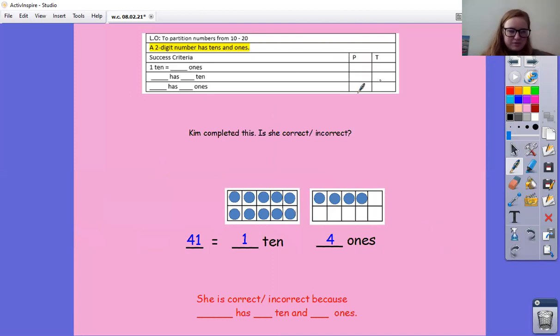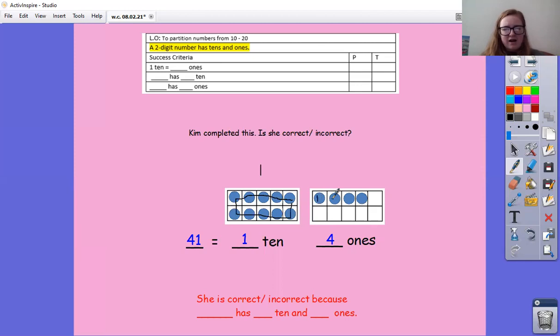Fantastic. Okay. So Kim completed this. Is she correct or incorrect? So Kim thinks, what number is this? This number is 41. So Kim thinks 41 equals 1 ten and 4 ones. Well, in my representation, I can see that we have 1 ten here, because this tens frame is full. And then is this tens frame full? No. So this is my ones.